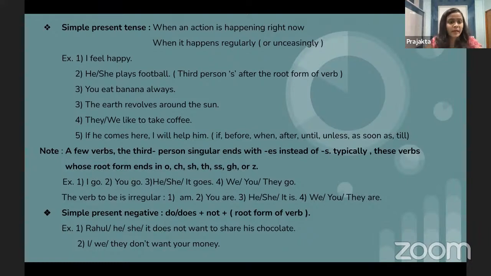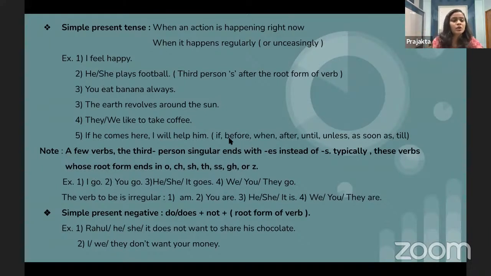See the next example. He, she plays football. Third person, S after the root form of the verb. Whenever the subject is he, she, it, we put the alphabet S after the main verb. He, she plays football. That means it is the simple present tense.